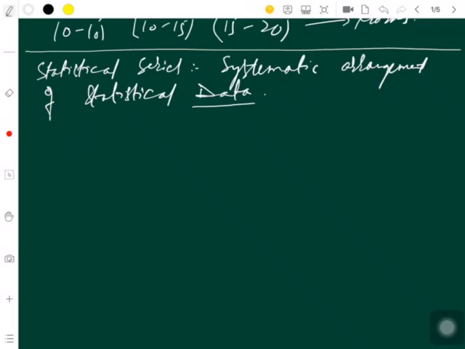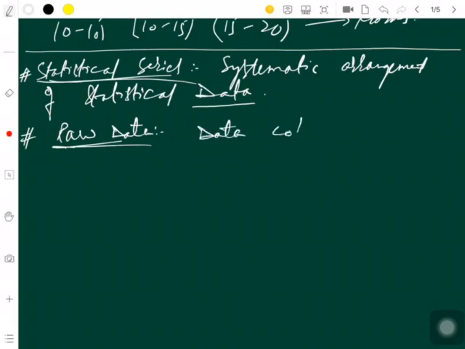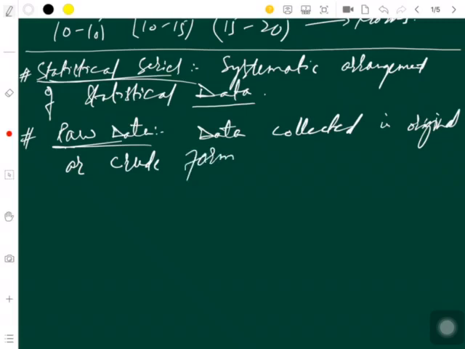Data, we have been using one more word. I'll use it here. That is raw data. You must know what raw data is. This was statistical series. Raw data, data collected in original or crude form, are called raw data. One word is remaining, that is this word, series. What is a series? You must know it.